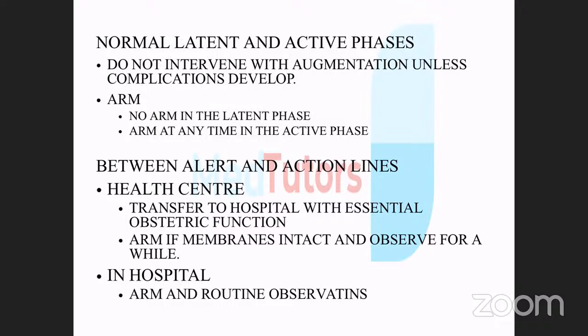the patient should be managed, and if the patient is in a health center or a smaller facility, she should be transferred to a hospital with essential obstetric function. ARM should be done if membranes are intact and observed for a while. In the referral hospital, ARM should be done and routine observation instituted before definitive decision making is done about mode of delivery. Next slide.